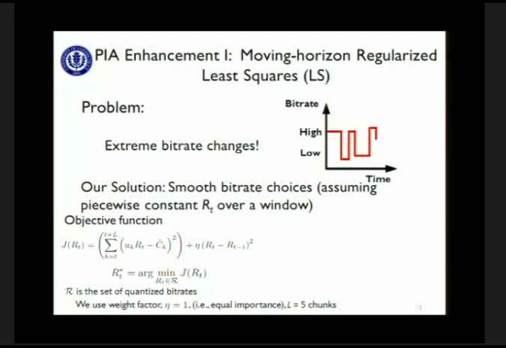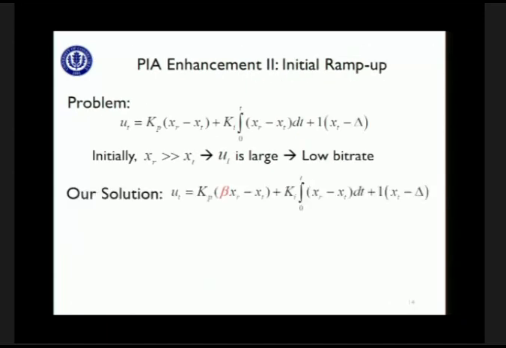So that's also at least one of the problems. Now let's take a look at what happens: the extreme bit rates basically get reduced like this. So I'm addressing the quality aspect using that regularized term. Okay, what do we do with the initial ramp up?